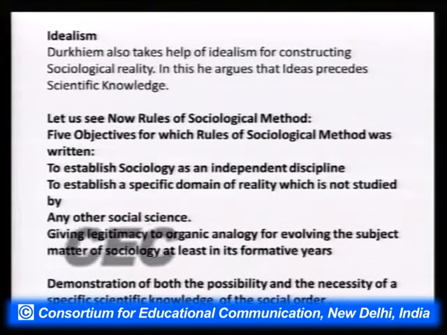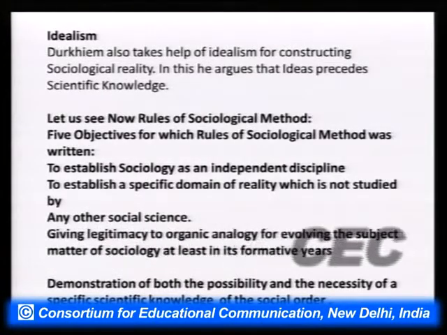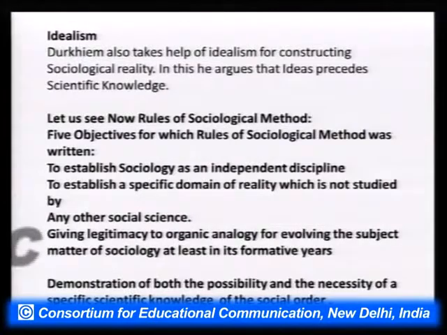And that is why, friends, he brings in idealism. Let us see how he constructs Rules of Sociological Method. You can see on your network what idealism is basically doing. Now, idealism is used in Rules of Sociological Method in a big way.